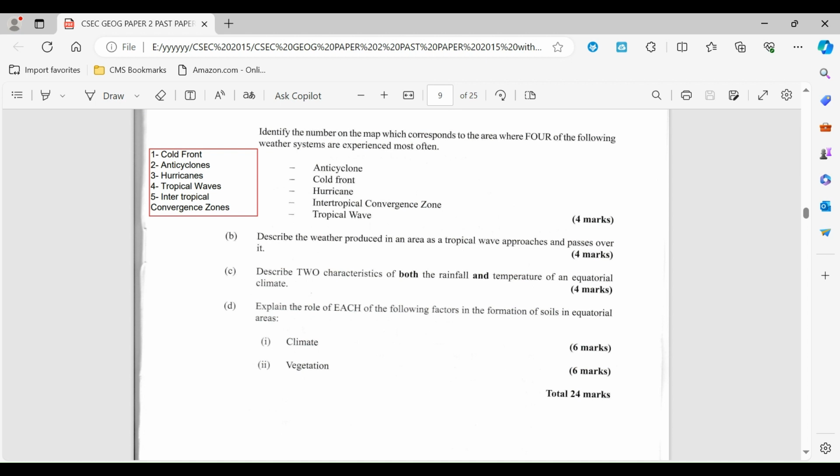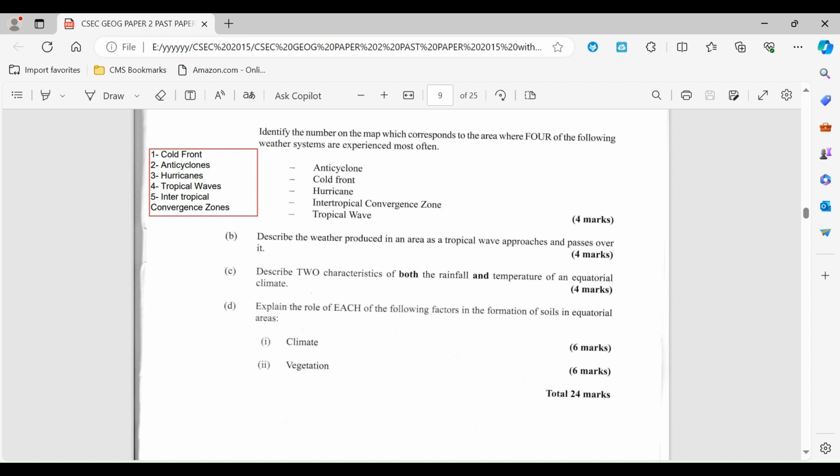Rainfall: the total annual rainfall is more than 2,000 millimeters. Heavy rainfall from the ITCZ in March, April, and September to October. So we have high total annual rainfall, which is usually more than 2,000 millimeters, and heavy rainfall from the ITCZ. Alright, once you're able to list two for rainfall and temperature in the equatorial region, 4 marks should be yours, one for each.